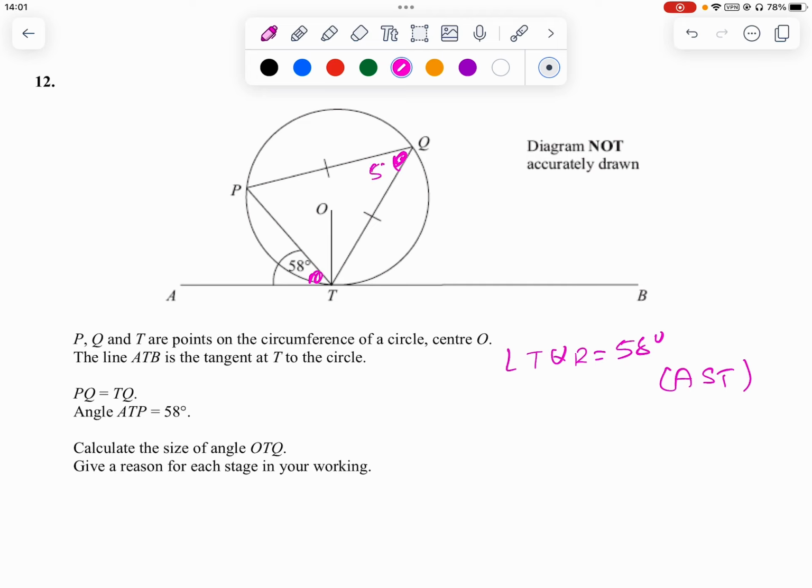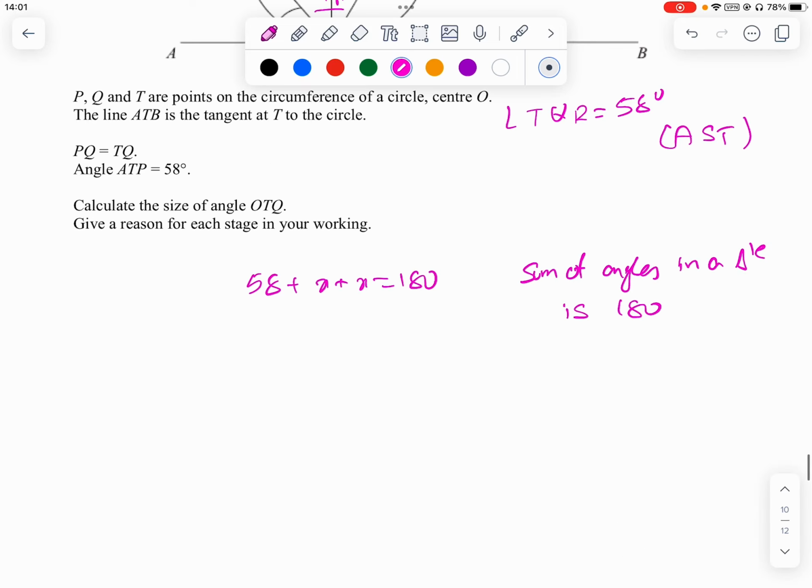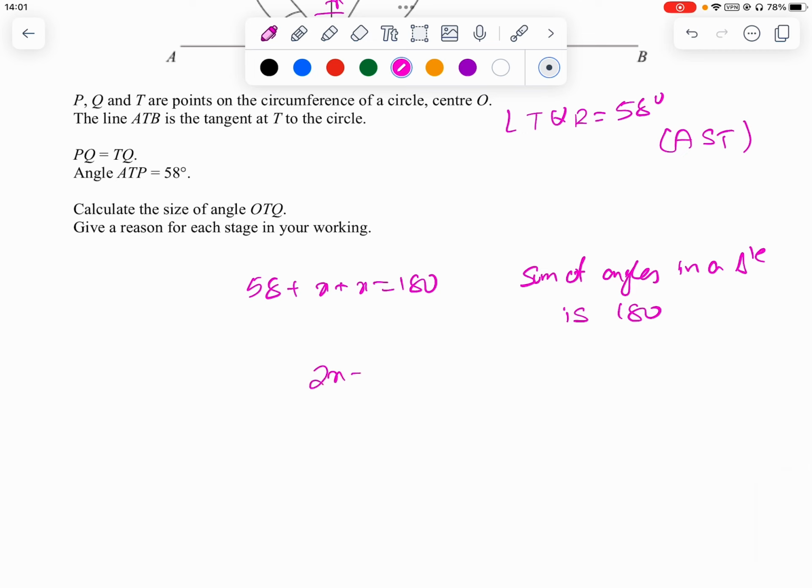So let's write over here 58. So let this be x and x. So 58 plus 2x equals 180, because the sum of angles in a triangle is 180 degrees. So what do I get? 2x equals 122. So x equals nothing but how much? 61 degrees. That's going to be the answer.